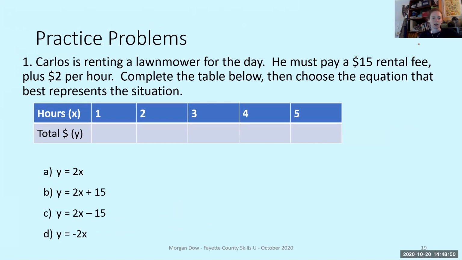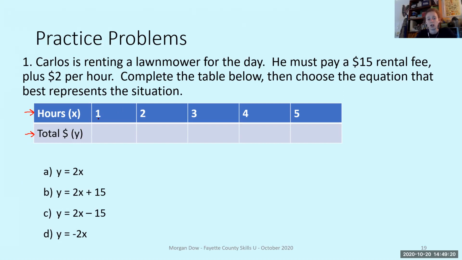So let's look at our table. I see we've got an input of hours and an output of total dollars, so how much he has to pay. It looks like we're going to calculate how much he has to pay based on the number of hours he rents this lawnmower for. He has to pay $15 no matter what, right? $15 just to rent it, and then it's $2 per hour.